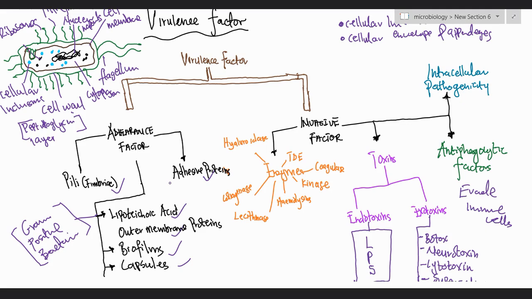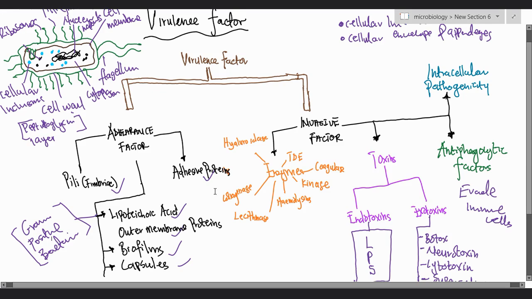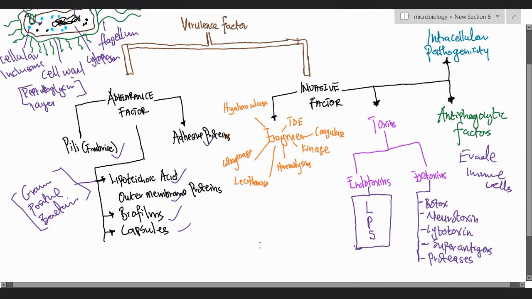So for the enzymes, the bacteria secretes certain enzymes that allow it to thrive within the cell of the host. And examples of these enzymes are the hyaluronidase, the TDE. The TDE represents tissue degrading enzymes, the coagulase, the kinase, the hemolysin, the lecithinase, and then the collagenase. So we are going to briefly talk about them and then how they attack the host, just briefly.